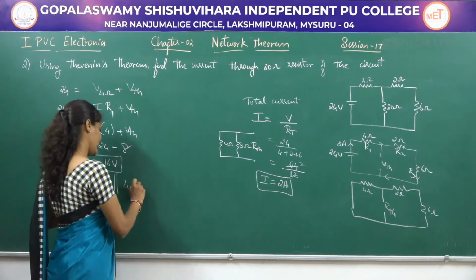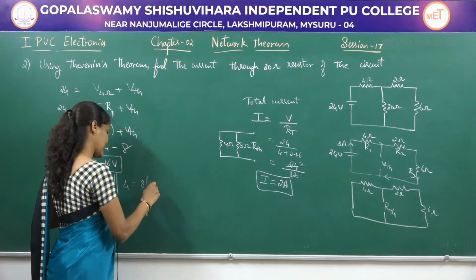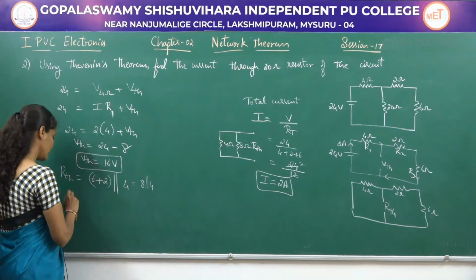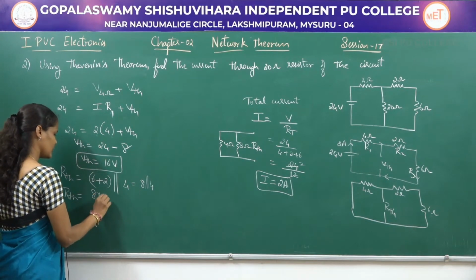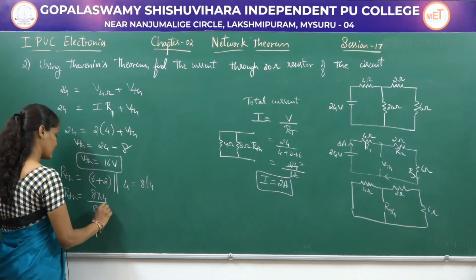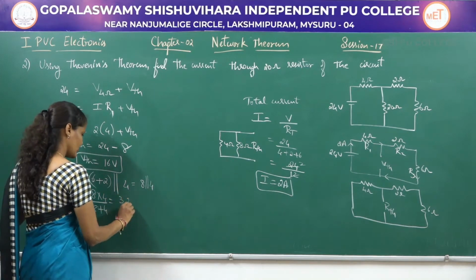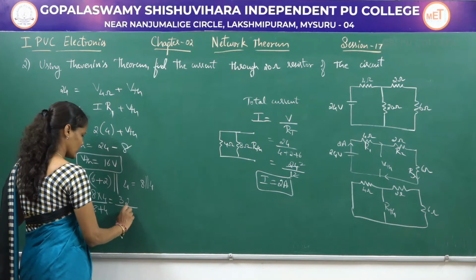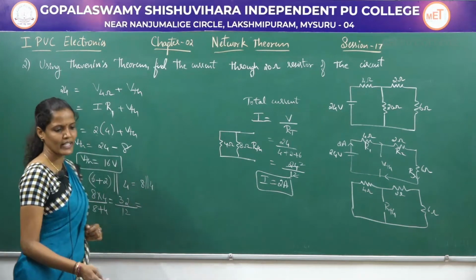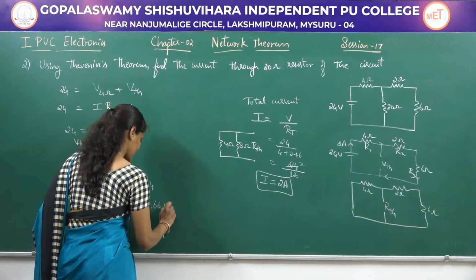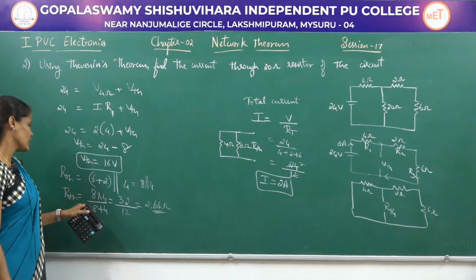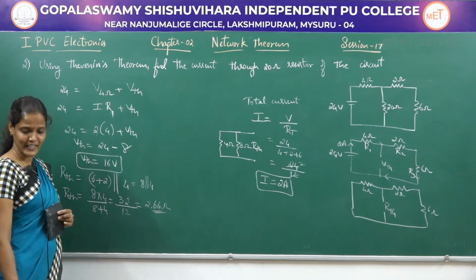So 6 plus 2 is equal to 8. 8 is in parallel combination with 4 ohm. So Rthevenin is equal to 8 into 4 divided by 8 plus 4. 8 4s are 32 divided by 8 plus 4 is equal to 12. So 32 divided by 12 gives me 2.66 ohms. Clear? So our Rthevenin is equal to 2.66 ohms.